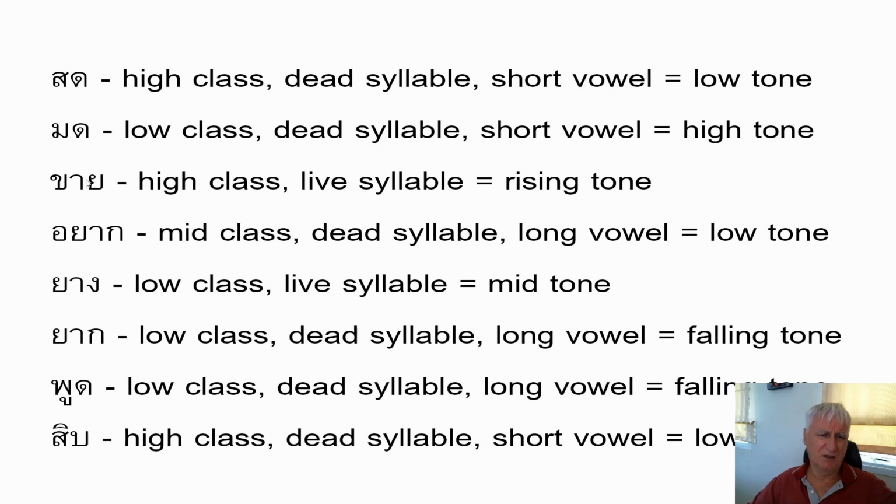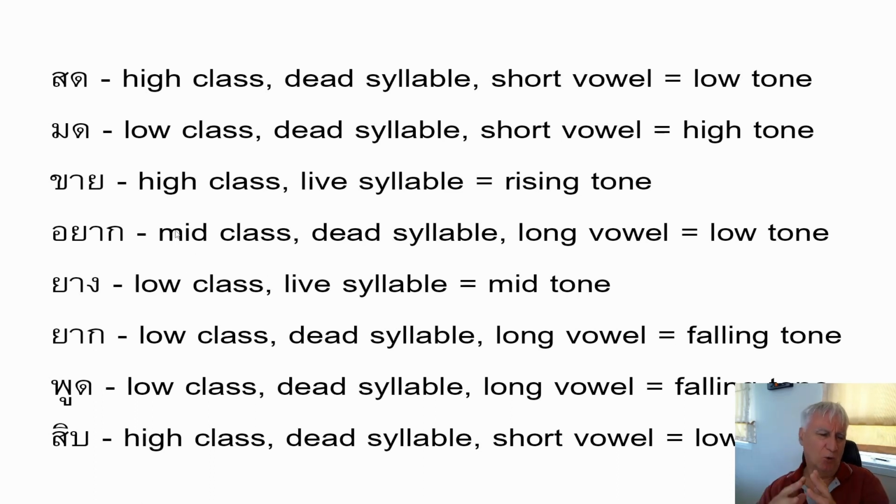And those two together make a sort of long I sound. And you can continue voicing that, so it's a live syllable. So high class and live syllable makes a rising tone. So when we say that, we need to sort of start off quite low and then try to go up at the end. Kai, and that means to sell.